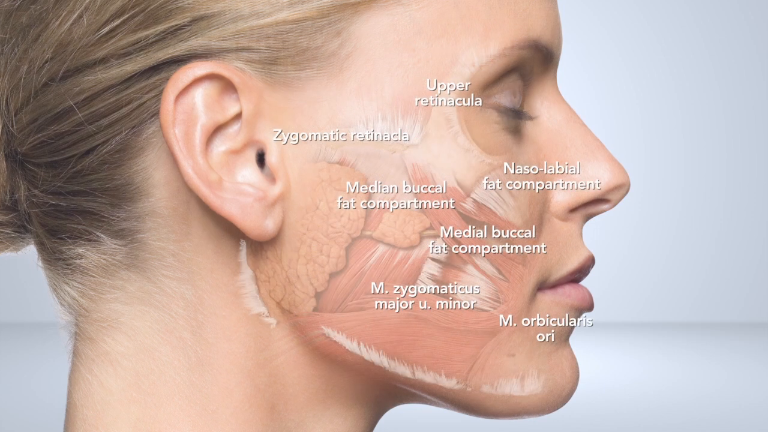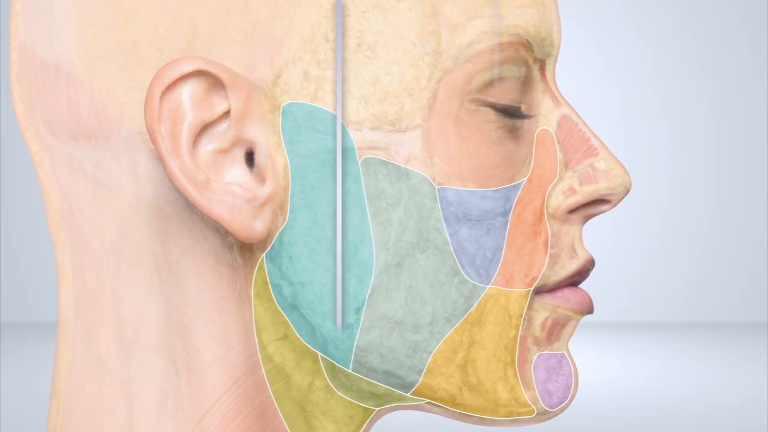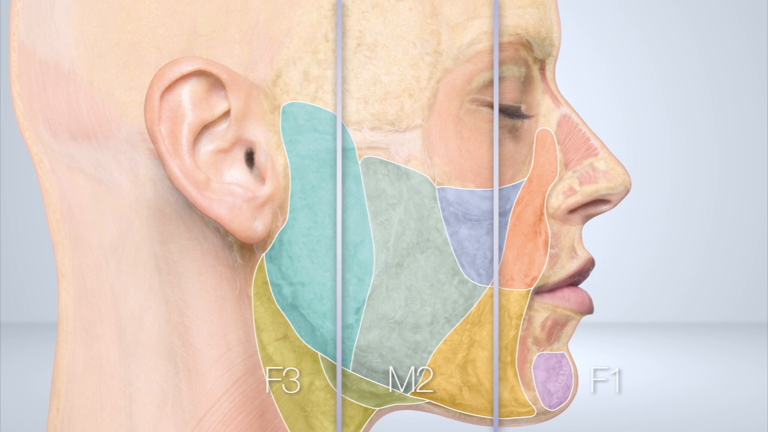The human face does not age uniformly. There are fixed areas and mobile areas. Fixed areas of the face, F1 and F3, generally remain in the same position. They work as anchoring points for the skin and muscles through fixed anatomical elements.